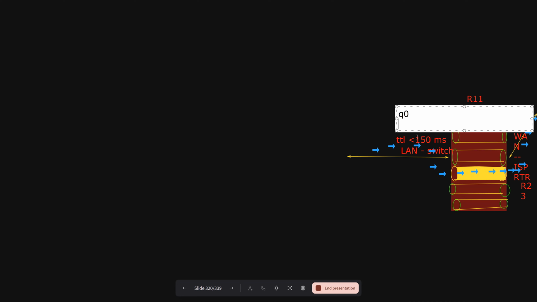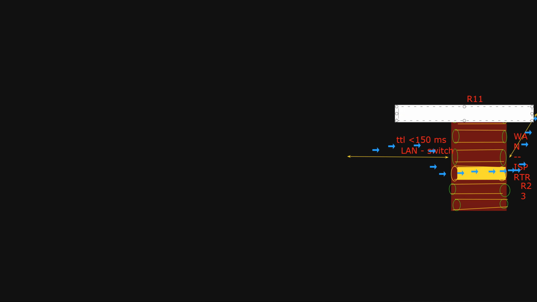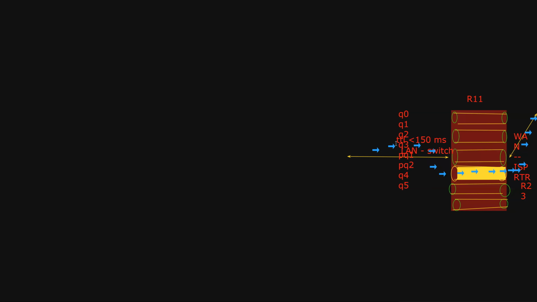Suppose Q0, then Q1, and Q2, then you have Q3, and then you have some priority queue 1, priority queue 2, then suppose I have queue number 4, then queue number 5. Like that, you have the queues defined. Now, in these queues, in the priority queue, you can put some voice related traffic like that.